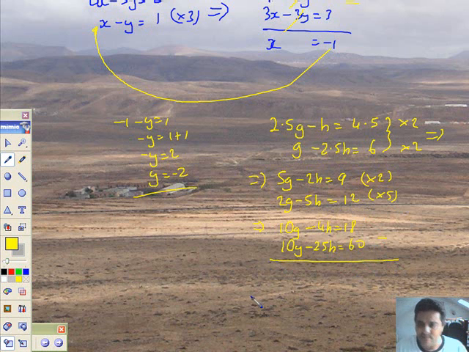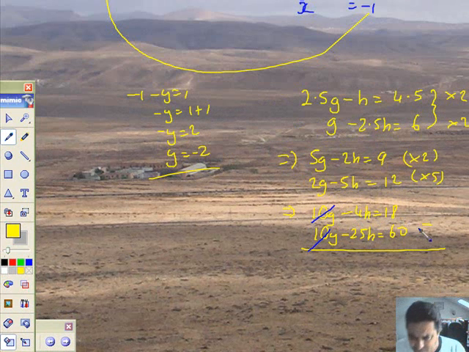Now I can subtract. All right. Now 10g minus 10g, gone. Now watch this carefully. Don't make a mistake. Back to yellow. Minus 4h minus minus 25h means plus 25h because of minus minus. So minus 4 plus 25 is going to be 21h. Is that all right? And then 18 take away 60.